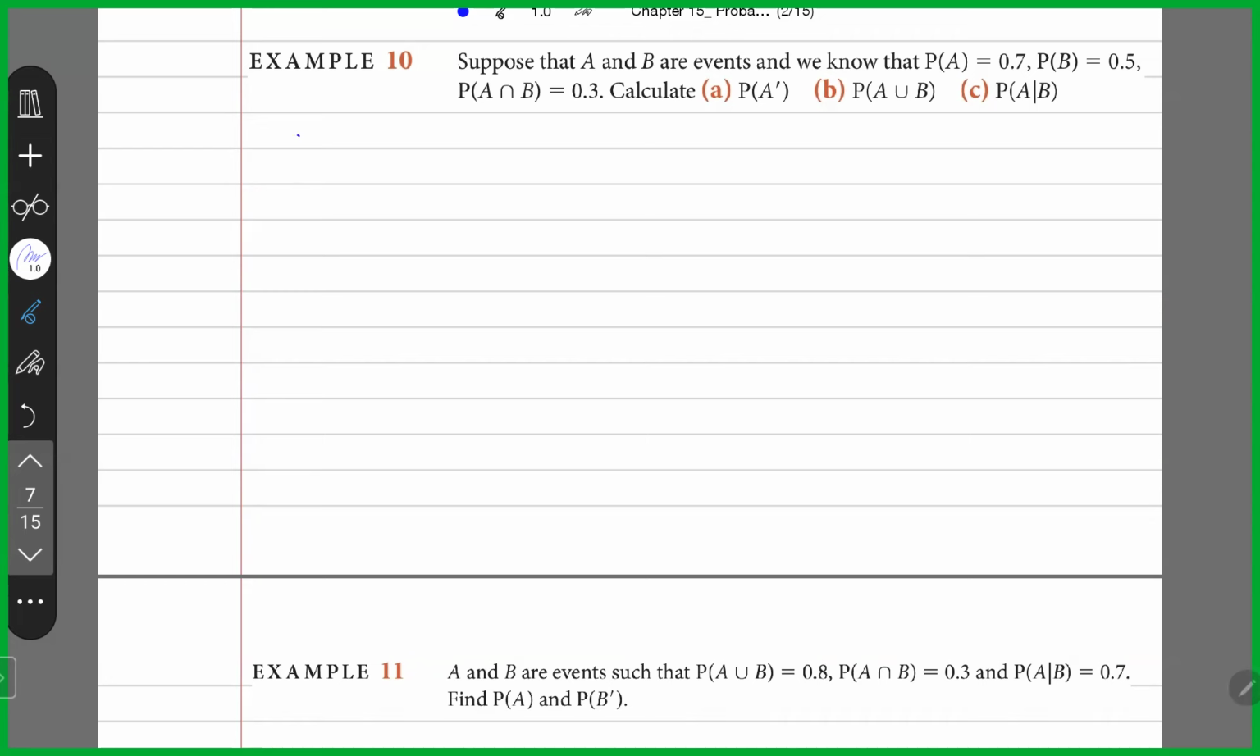All right, so the probability of A complement is equal to 1 minus the probability of A. Do you agree? So this is equal to 1 minus 7/10, which is 3/10. Well, y'all should know already, I'm not a big fan of decimals, so I try to avoid them when I can. Part B is asking for the probability of A union B.